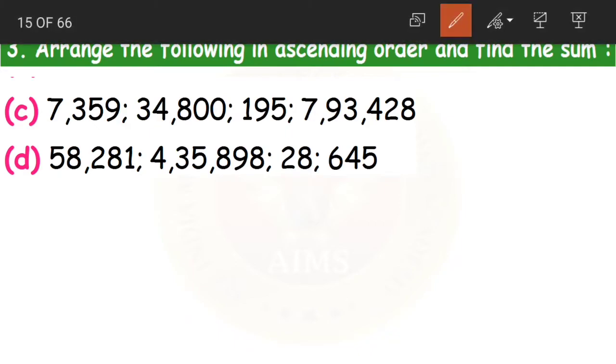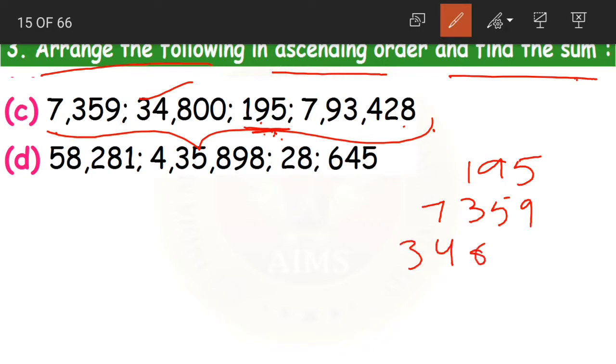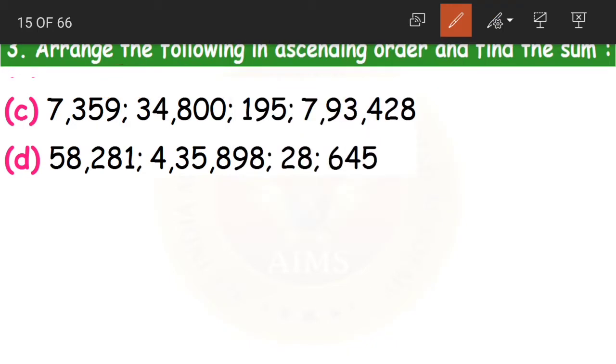Now moving on, arrange the following in ascending order and find the sum. Yes, the ascending order of this will be what? First we'll write 195. Why? Because 195 here has the lowest number of digits, right? Then comes 7,359 and then 34,800, and then lastly we are remaining with 7,93,428. Okay children, 1, 2, 3 and 4. This is our ascending order. And coming to the sum will be 8,35,782.